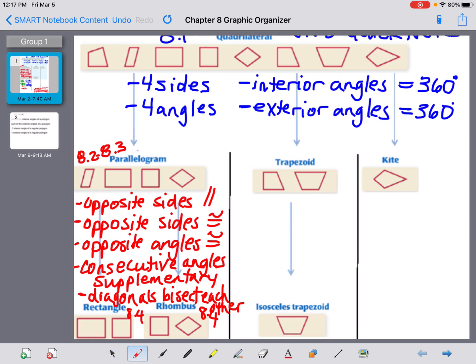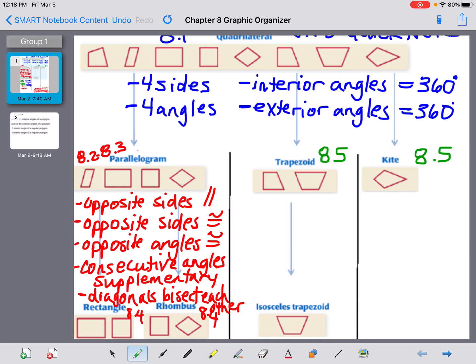Then we made it to 8.5, okay? And in 8.5, we said, okay, we have these new shapes, trapezoids and kites, that don't follow all the properties from those parallelograms. In fact, they don't have those, very few properties, right? So 8.5 tells us we have a trapezoid. Really, all we can categorize it right now is a quadrilateral. Has the four sides, four angles, 360 inside, 360 outside.